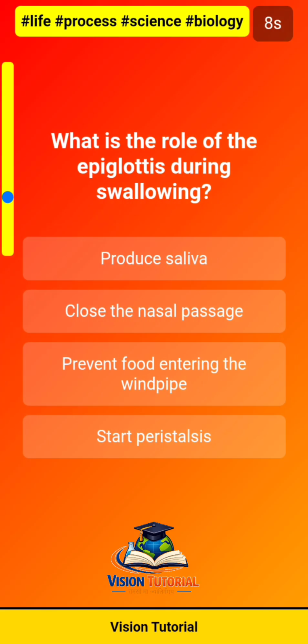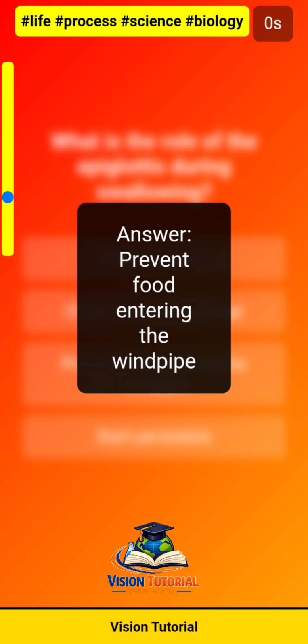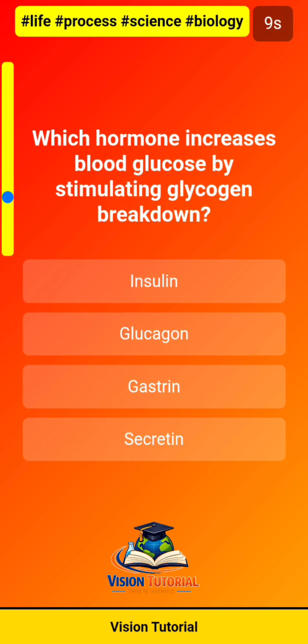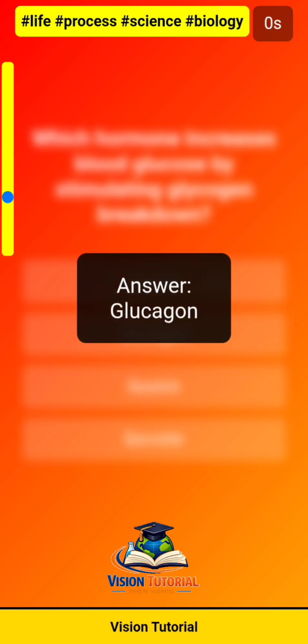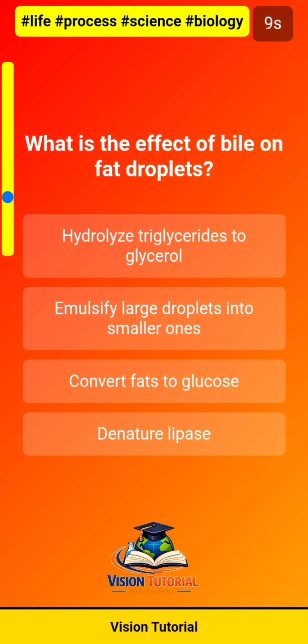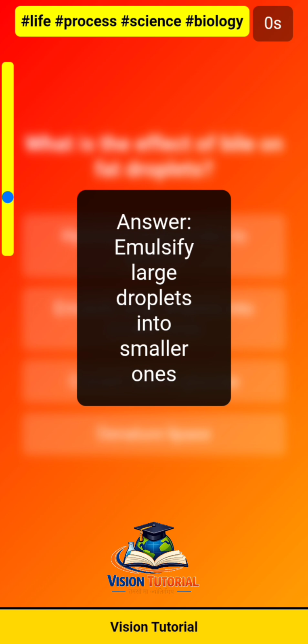The question is, what is the role of the epiglottis during swallowing? Answer: prevent food entering the windpipe. The question is, which hormone increases blood glucose by stimulating glycogen breakdown? Answer: glucagon. The question is, what is the effect of bile on fat droplets? Answer: emulsify large droplets into smaller ones.